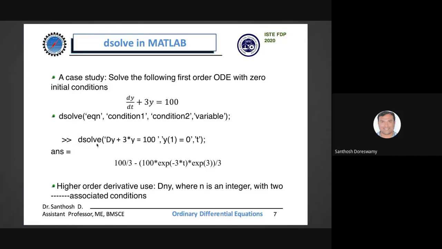A typical command to solve this problem would be this. If I type dsolve in the command prompt, and I have a capital D here, capital D refers to the derivative operator. So if you say capital D, you have d by dt. So Dy plus 3 times y is equal to 100. That is your equation that you write within the quotes. Please never forget to write the quotes. The differential equation that you enter will be in the form of a string. Then you have to specify the initial condition for the dependent variable y, which is y of 1 equals 0, for instance, that at time t equals 1 second, y of 1 equals 0. That will now be solved with respect to the independent variable t.